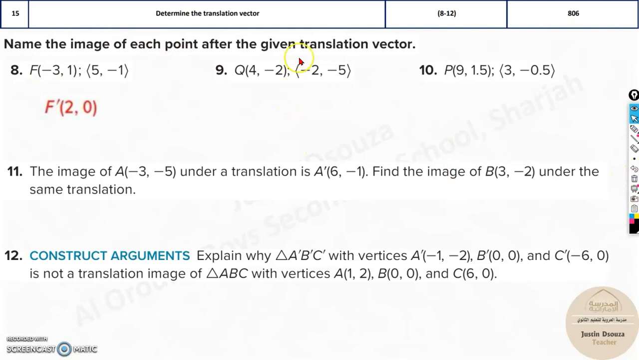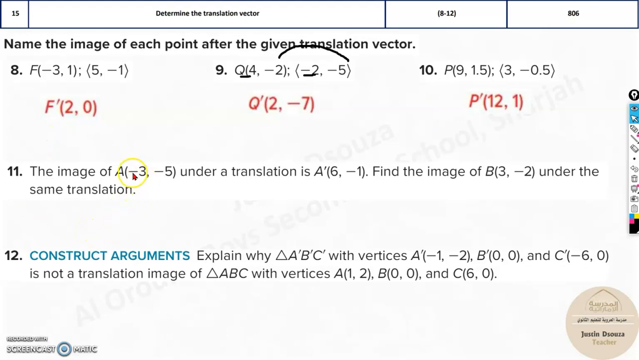Now same thing over here. Subtract 2 from 4. First with first, x with x, y with y. So 4 minus 2 is 2, and minus 2 minus 5, because when you add this it is going to be subtraction, minus 7. Same way over here, you can do it by yourself. All these are very simple. Let's just go through this.